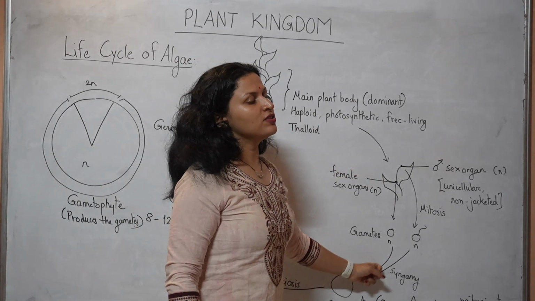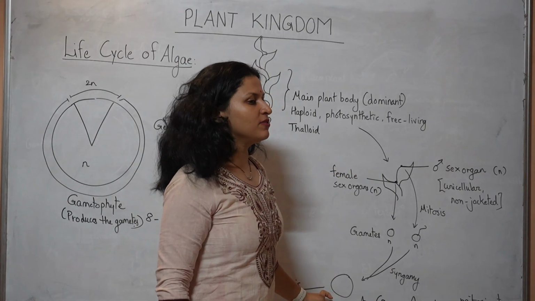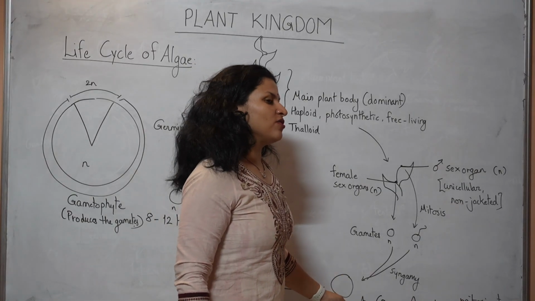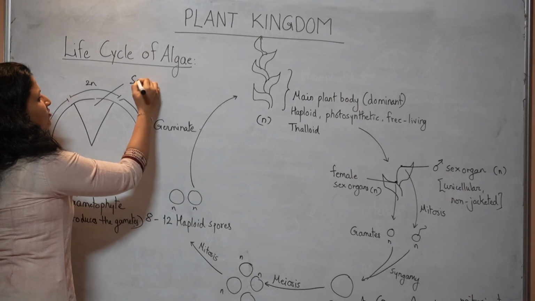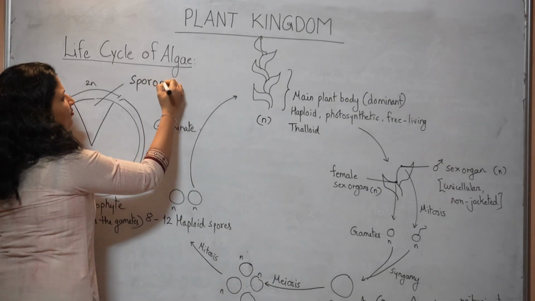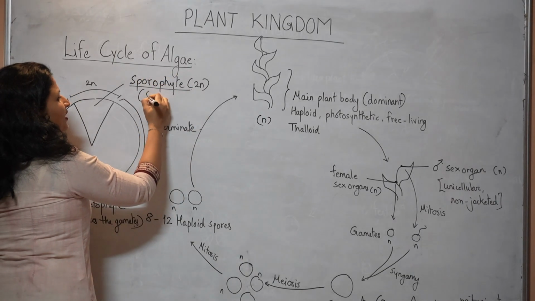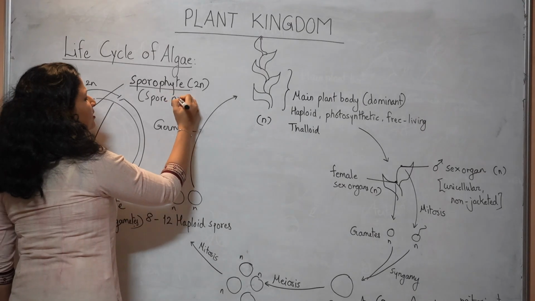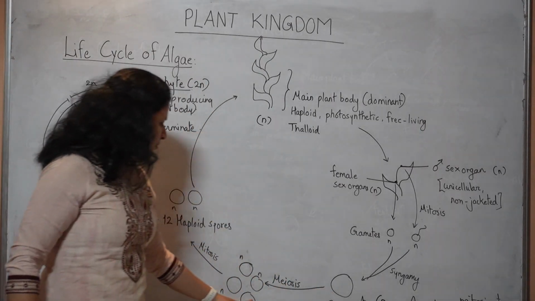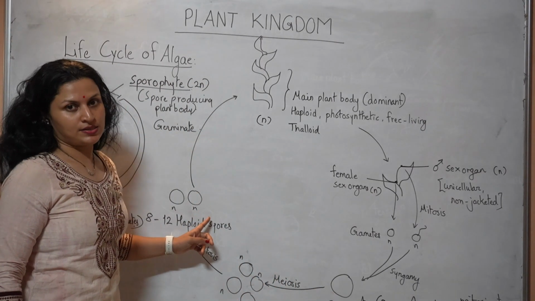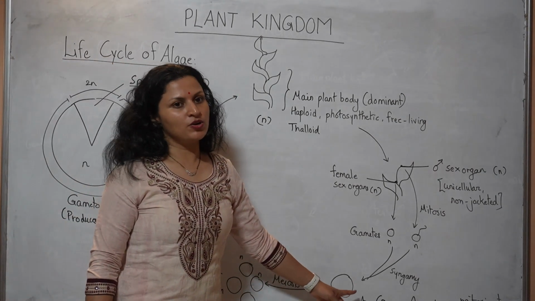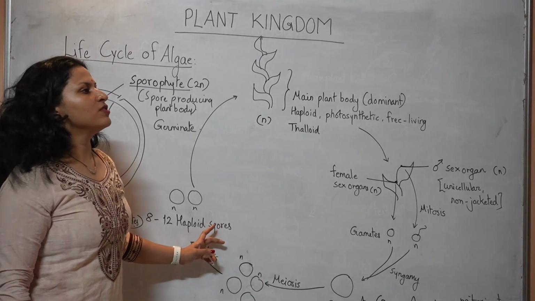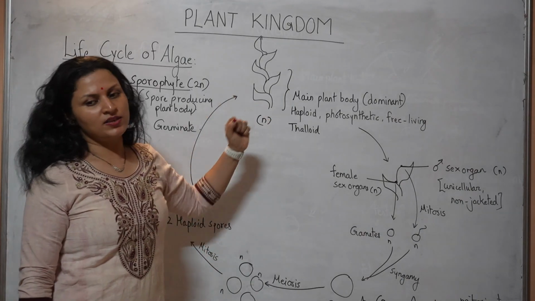What about after the syngamy, when the 2N cell has been formed? This 2N stage of the life cycle is called the sporophyte. Why is it called a sporophyte? Because it is the spore producing plant body. Is it the spore producing plant body? Yes. The zygote produced the spores. It has produced spores from which the new gametophytes have been formed.